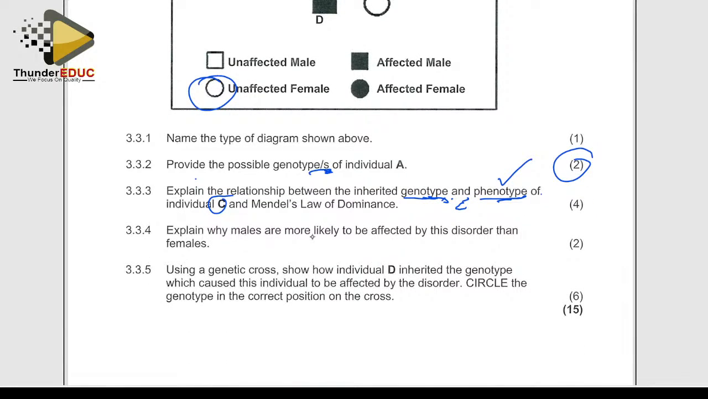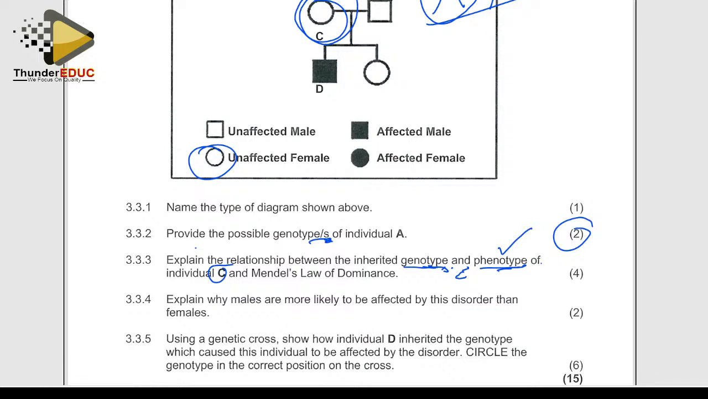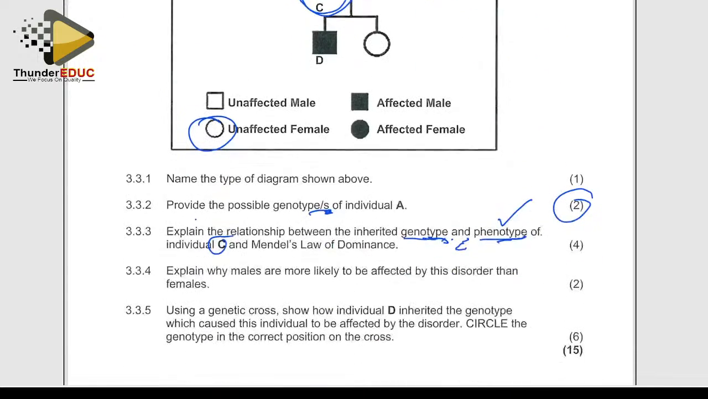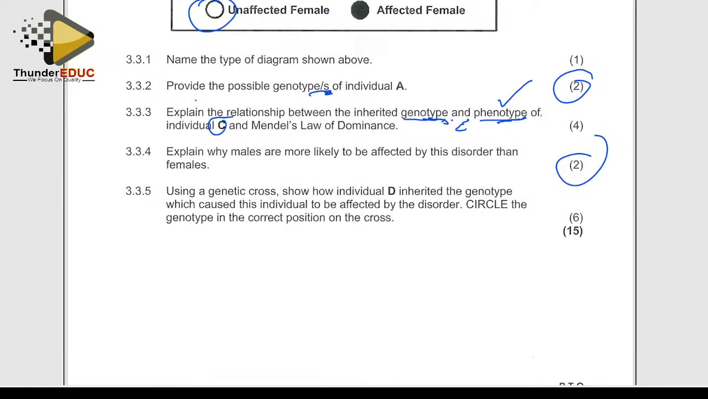So explain why males are more likely to be affected by disorder than the females. So we explain this also, that males have one X chromosome. If a recessive allele of T appears on it, the individual is having the disorder, is affected with this disorder. While female has 2X. If a recessive allele appears on one. Don't know why they give it 2 marks, because it's supposed to be around 3 or 4, whatever.